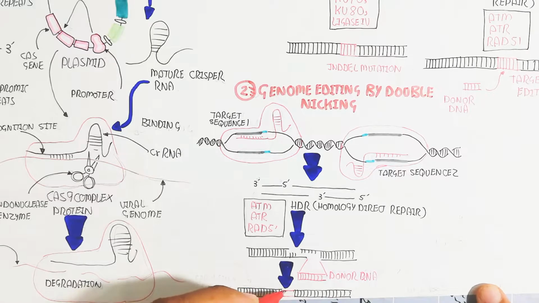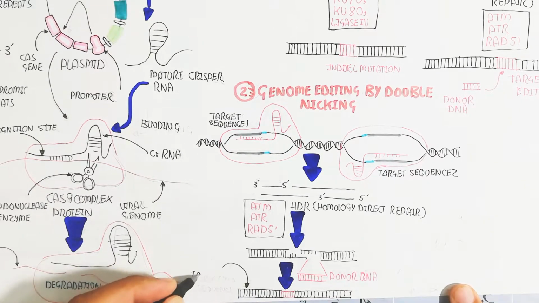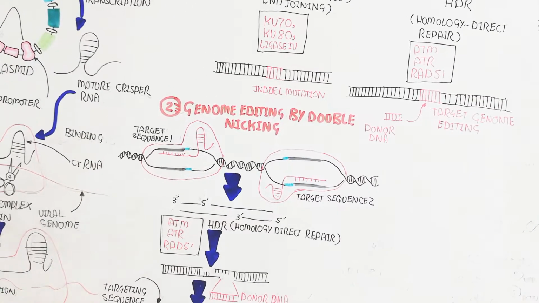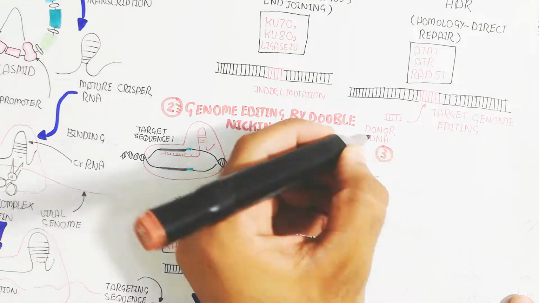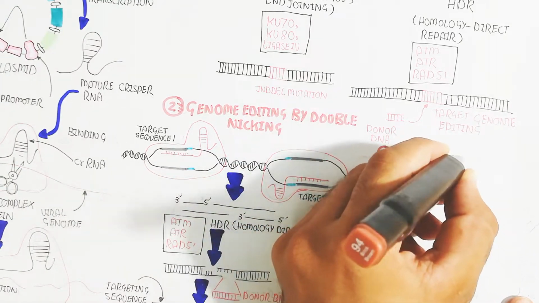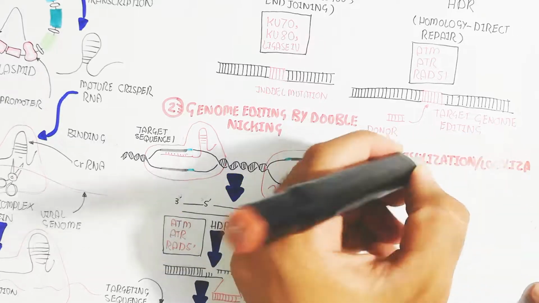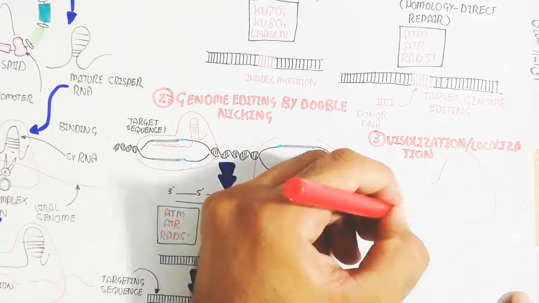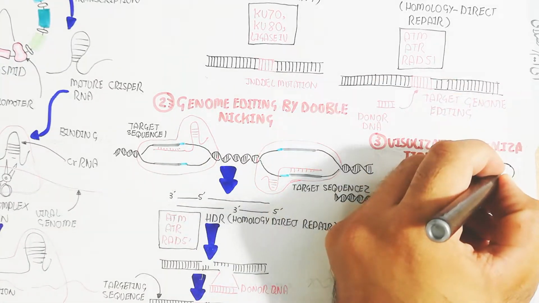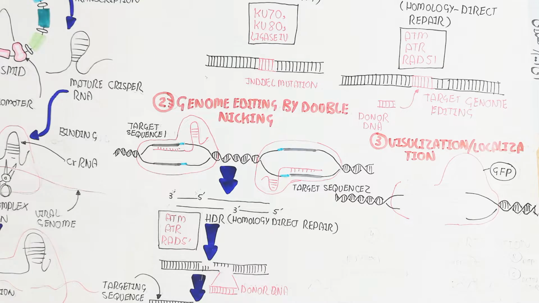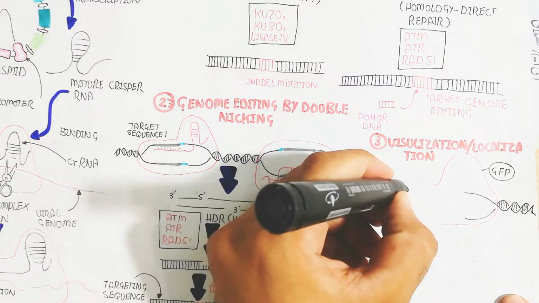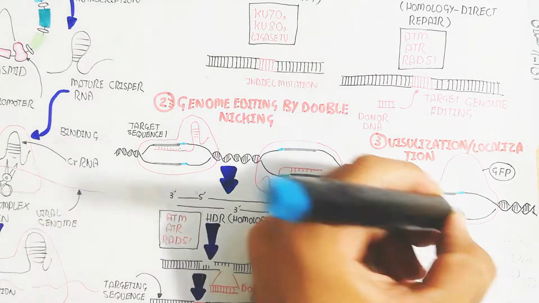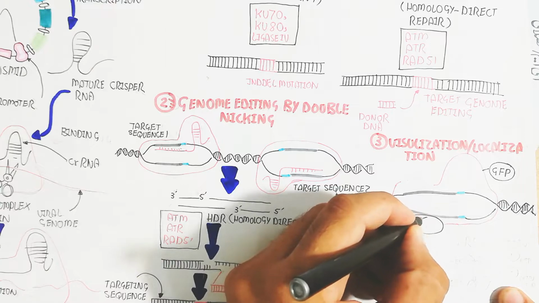While on the other hand, the third one is visualization and localization. Visualization means we can visualize, and we can say that GFP is involved. GFP will produce color, meaning the restriction will be complete, and the cutting domains here are HNH and RuvC, which are used for the cutting of the domain.